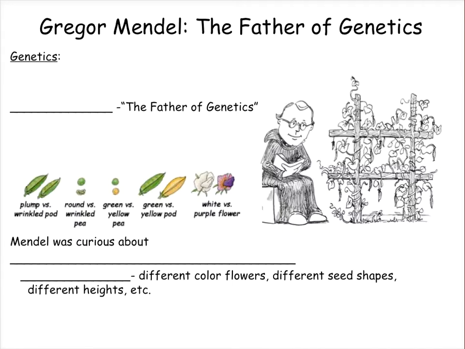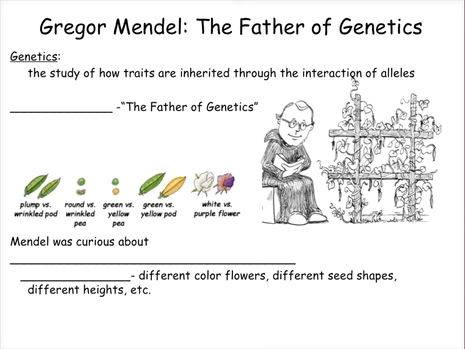All right, so let's start by defining genetics as the study of how traits are inherited through the interaction of alleles. We're going to make sure to note that this term interaction is important, as it indicates that we're going to have to look at how the alleles that you inherited from both parents affect each other, and how you end up expressing the trait as a result of the two alleles that you inherit.